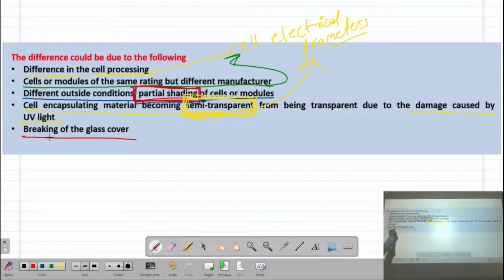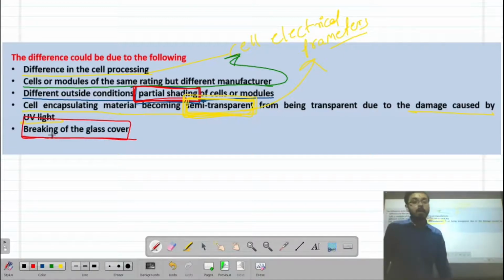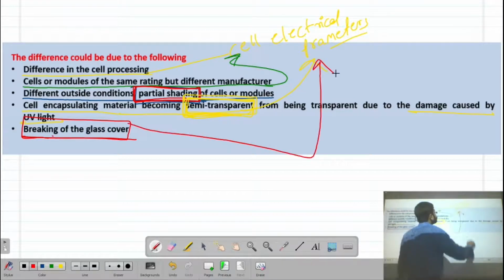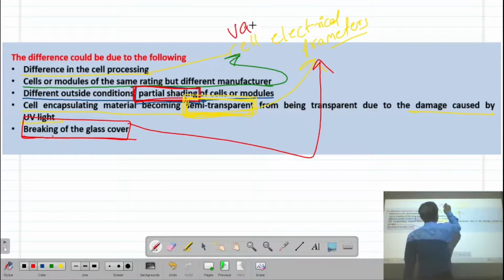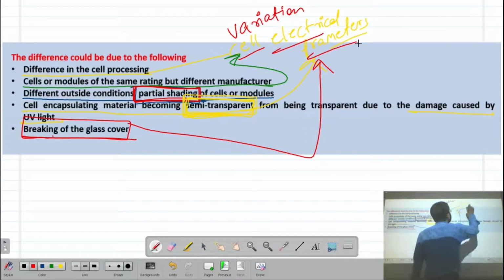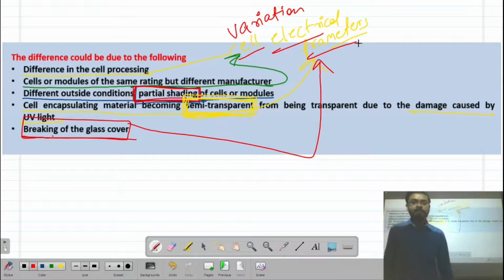So if that glass cover breaks down due to any reason, by damage due to something, then again it will have variation in the cell electrical parameters. So these are some of the reasons due to which the variation may occur, right?